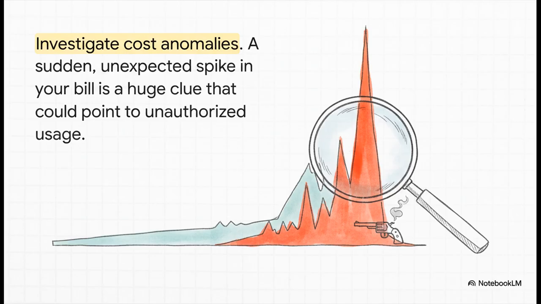When you see a sudden, totally unexpected spike in your bill, that is a huge clue. It could be anything, really, from a compromised account being used for crypto mining all the way to some new experimental project that's just gone completely off the rails. These anomalies are the smoking gun.